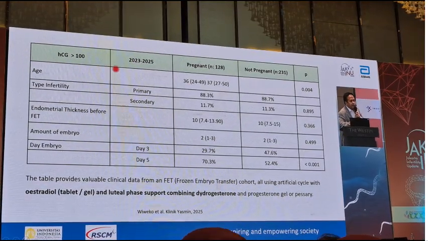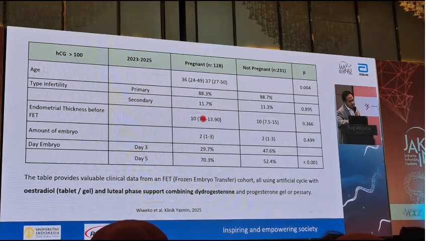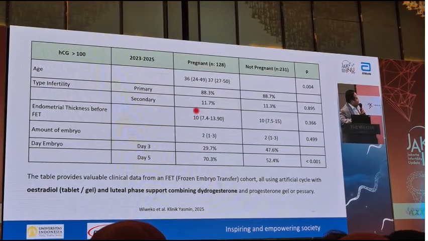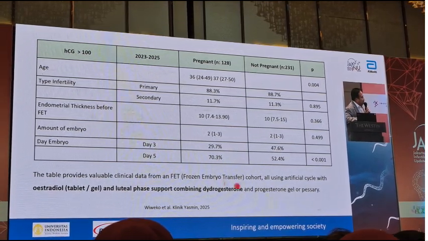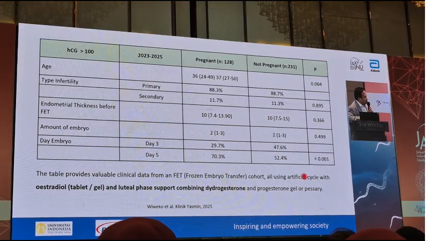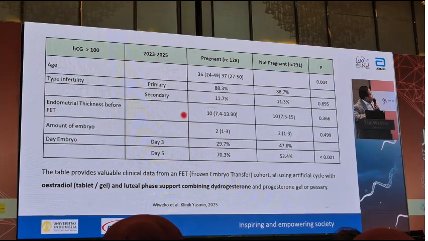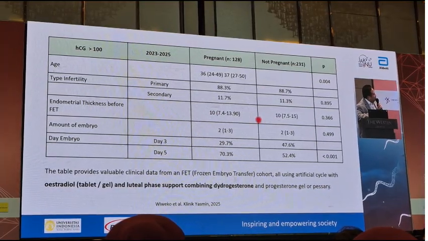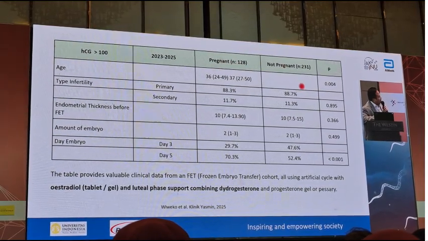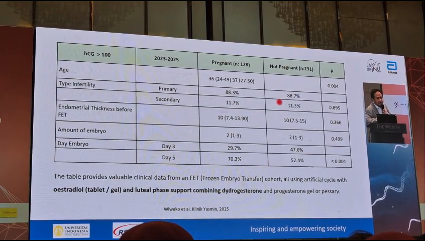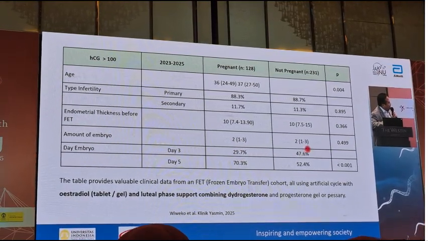All the frozen embryo transfers we did in our centers, and this is all hormone replacement therapy or artificial cycles. We use a combination of estradiol tablet or gel with dydrogesterone and progesterone gel or pessary. And I think this is very good data. In the endometrial thickness there is no difference. And then the pregnancy rate, 128 over 350, is around 40 to 50%. The day of embryo replacement is most likely blastocyst transfer.